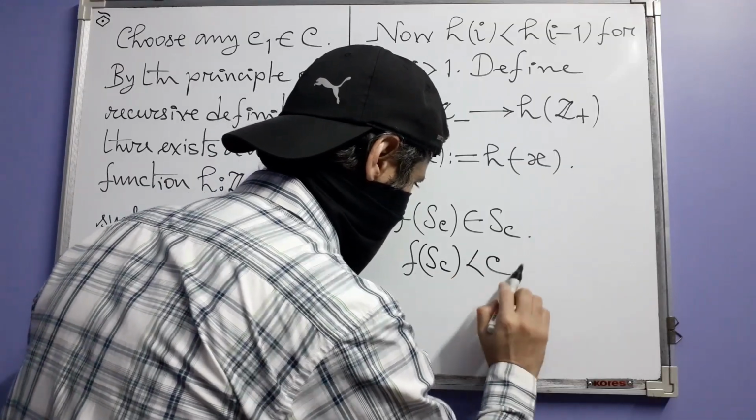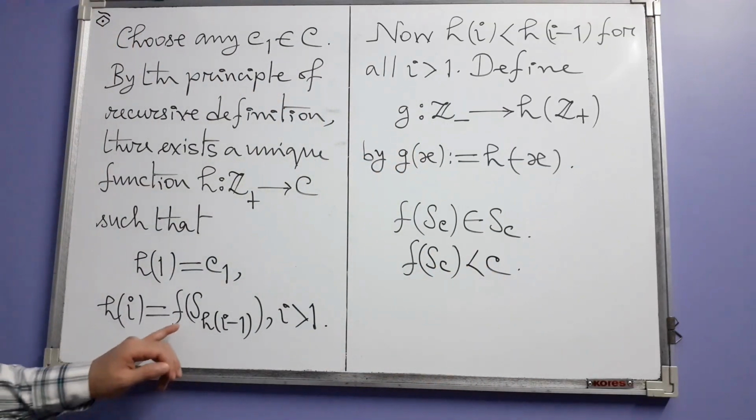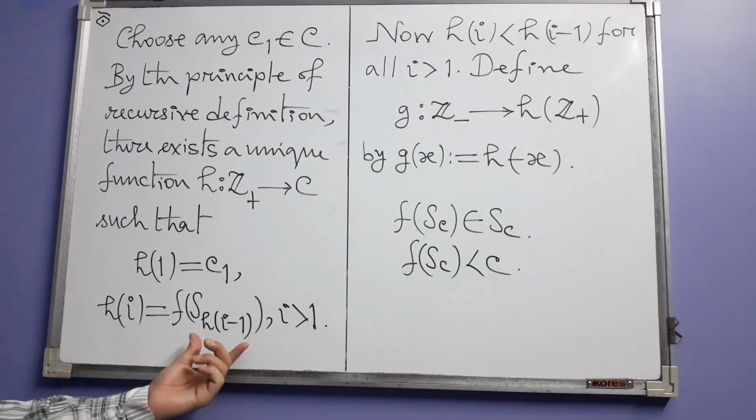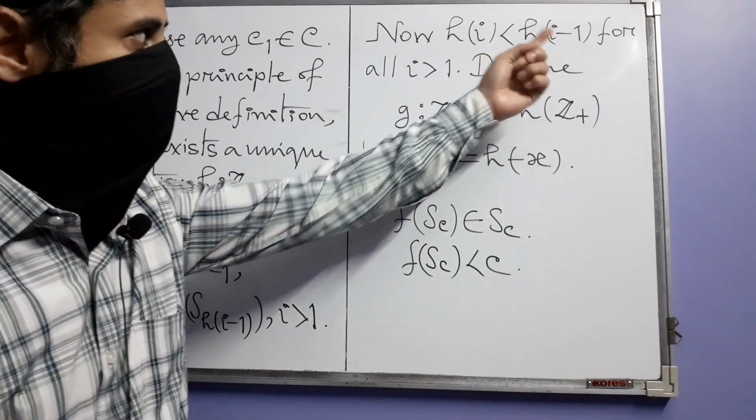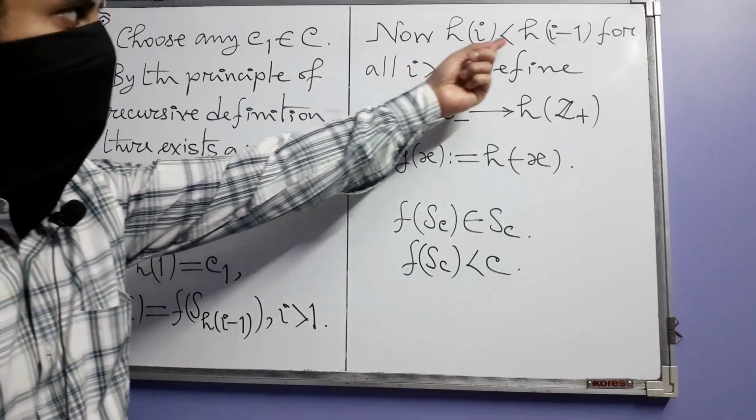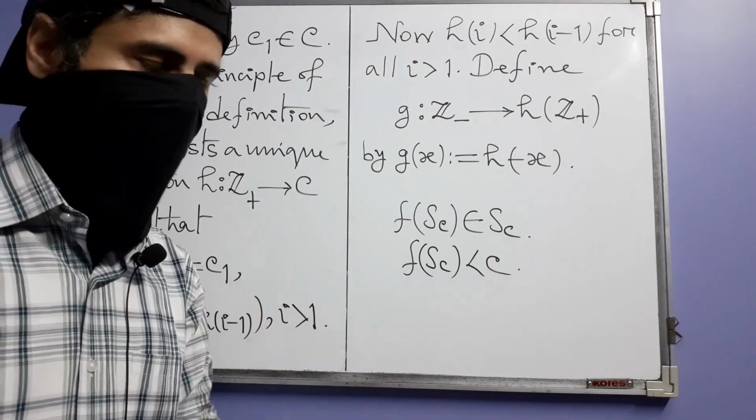It will be less than C, and as such f of this will be less than this thing. But f of this, by definition of h, is h of i, so that's how we have this thing. Okay.